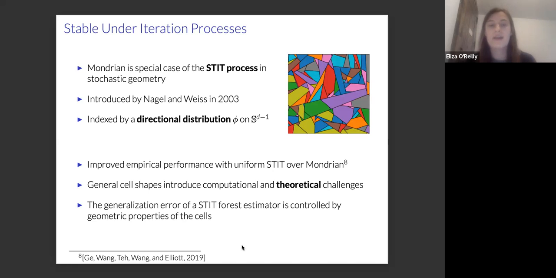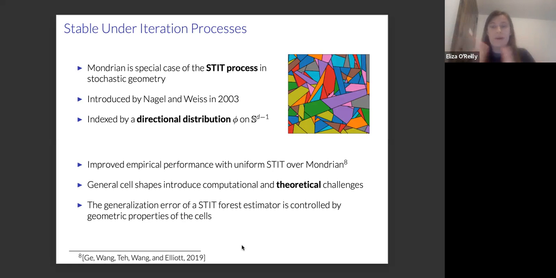In particular, we focused on proving bounds on the generalization error or risk of a STIT forest estimator, and tried to generalize the results that have been obtained for Mondrian processes. The key difficulty here is that this error is controlled by geometric properties of the cells of this partition. For a Mondrian process, the cells are all these axis-aligned boxes, and we actually know exactly the distribution of the cell of a given input.